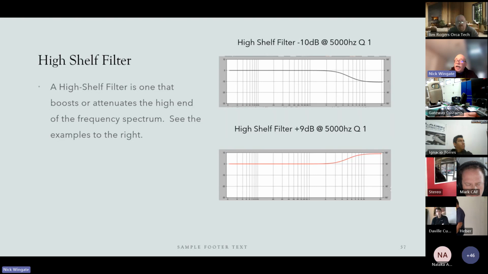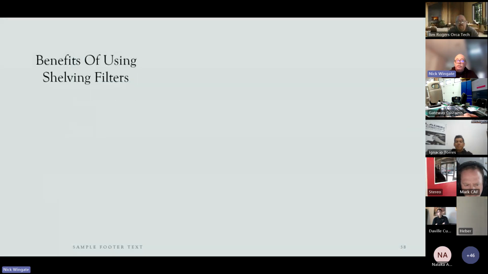Same thing if you get a nasty reflection off of the windshield and you got something boosted like 8,000 hertz, 9,000 hertz, 10,000 hertz, and it sounds terrible, you can build another high shelf filter and turn it down. And that way, acoustically, things sound way, way better. Okay, that's what the shelves do.